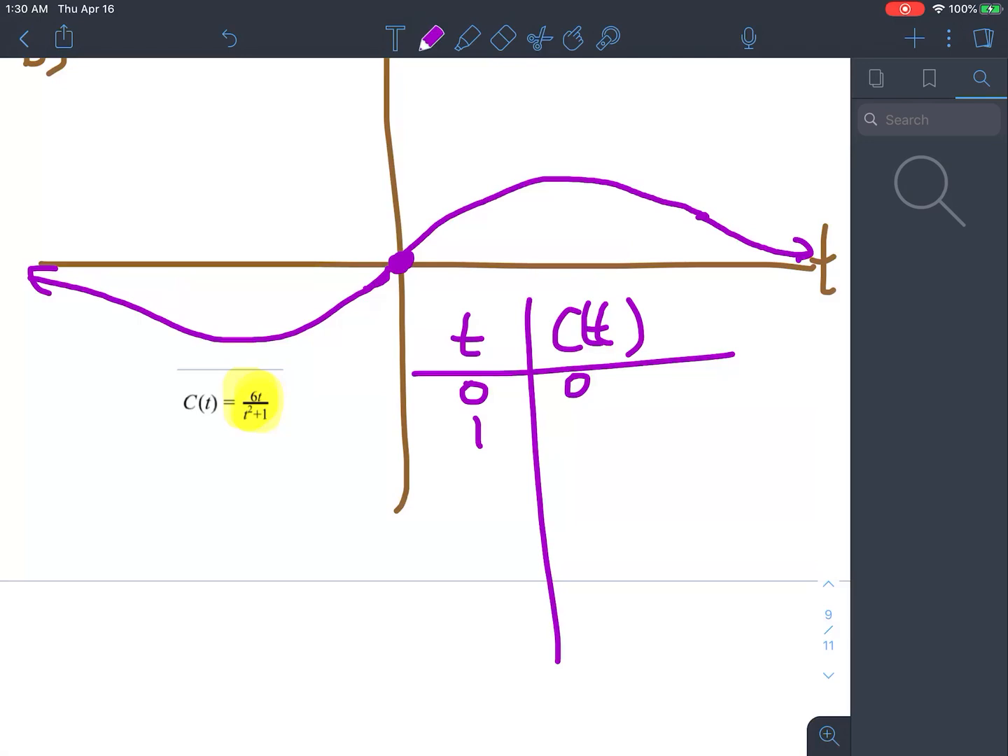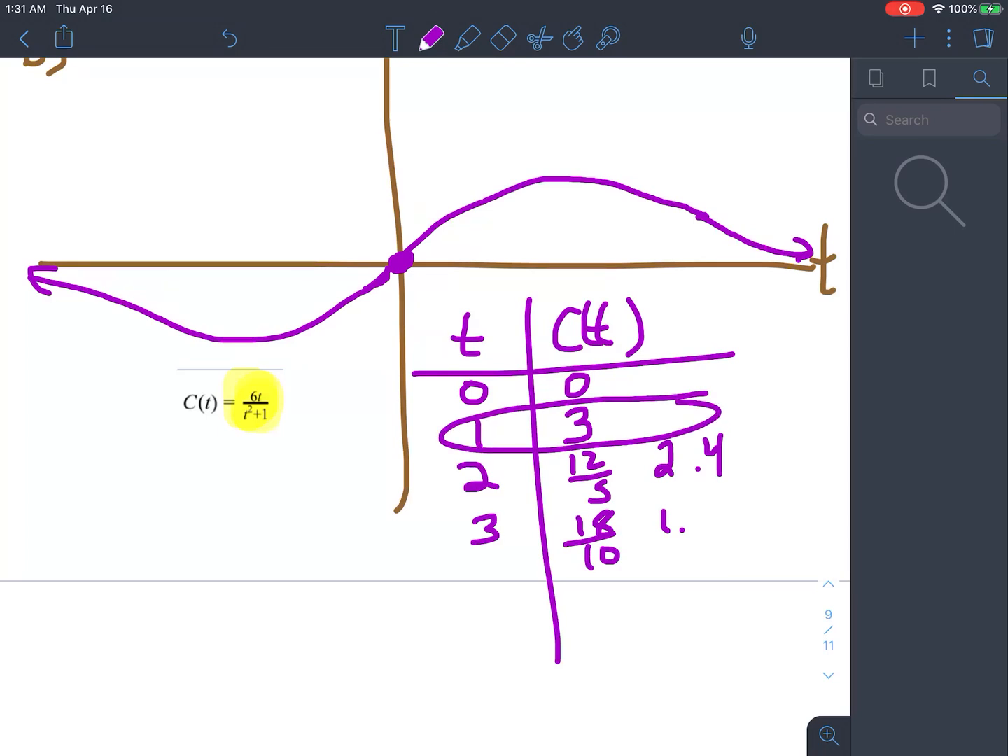Alright. So we've got t is 1, we're going to have 6 divided by 2, so 3. When t is 2, we get 12 divided by 5, that's like 2.4. At 3, we're going to have 18 divided by 10. That's not even 2, that's 1 point something. It looks like this is about where we're going to have the most.